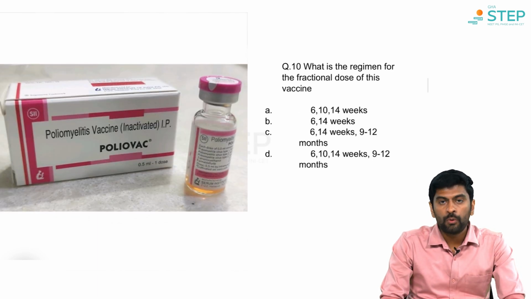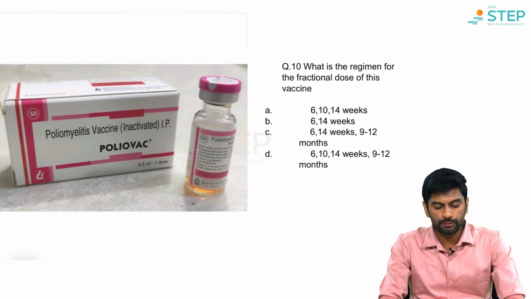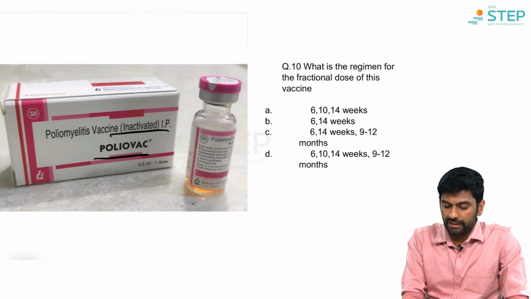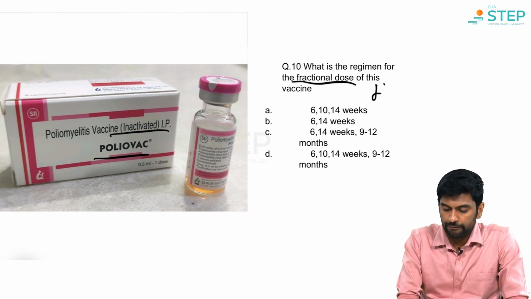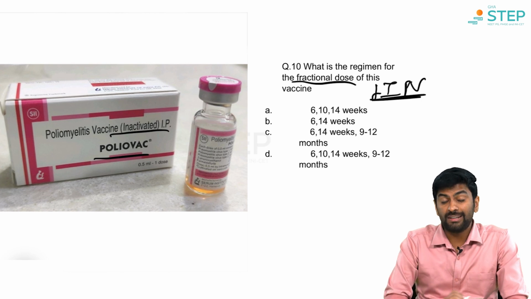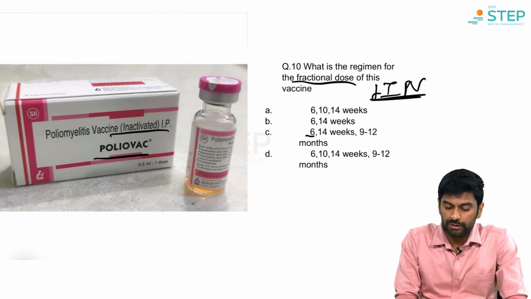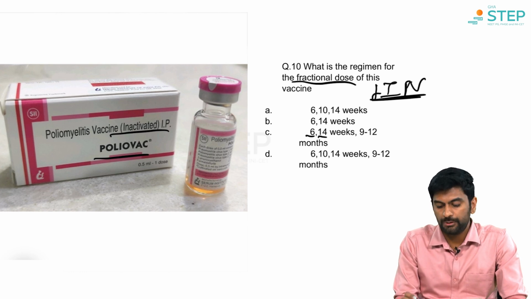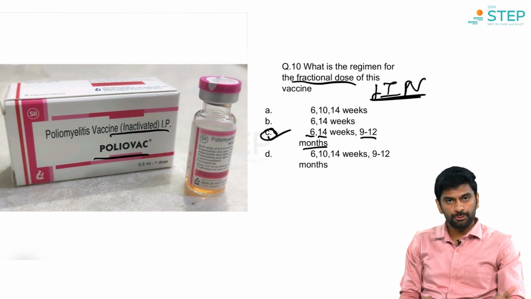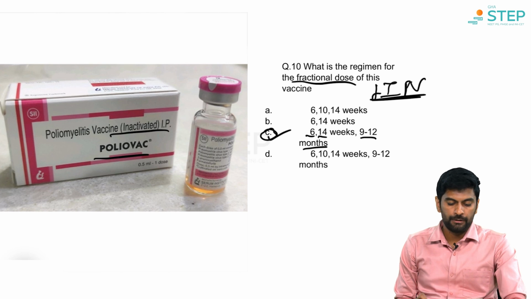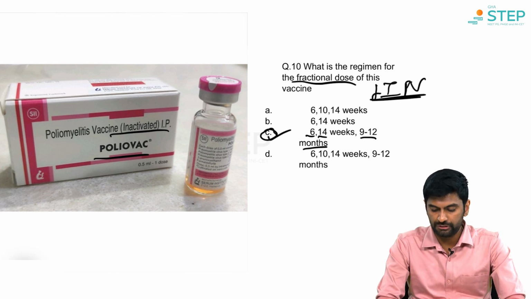Next, question 10. What is the regimen used for the fractional dose of this vaccine? So this is IPV, all right? So we're going to be using the fractional dose. So this is going to be a FIPV. Now, as per the latest guidelines, the answer is that we give it at 6 weeks of age, 14 weeks of age, as well as at 9 to 12 months of age. So the correct option is C. So 6 weeks, 14 weeks, and 9 to 12 months of age of the child. So keep that in mind. The correct option is C.